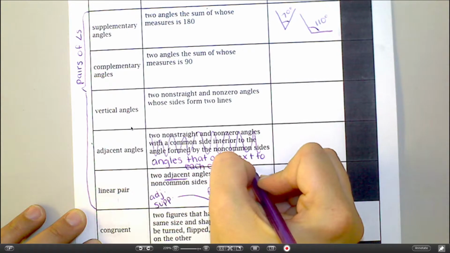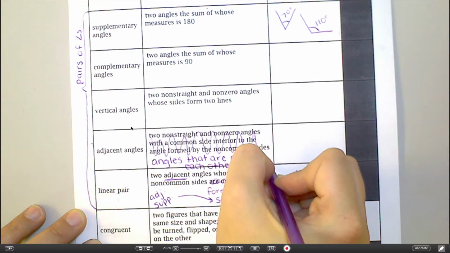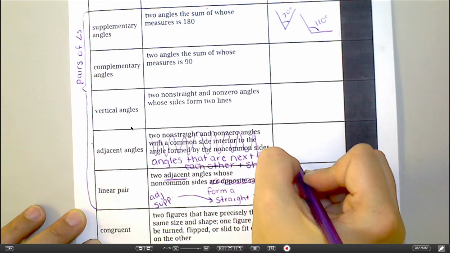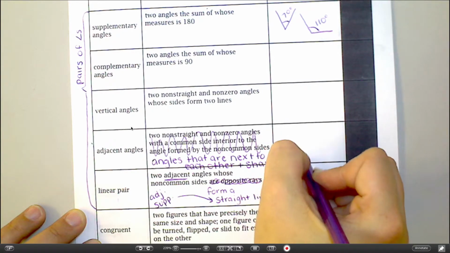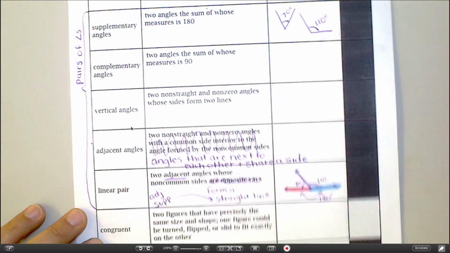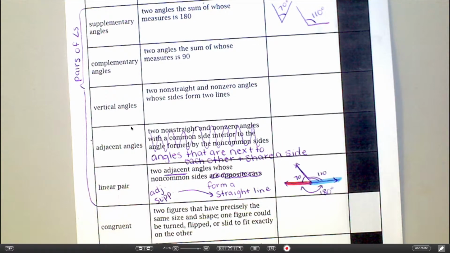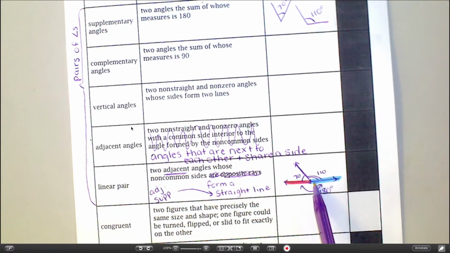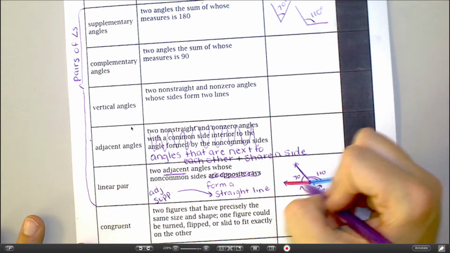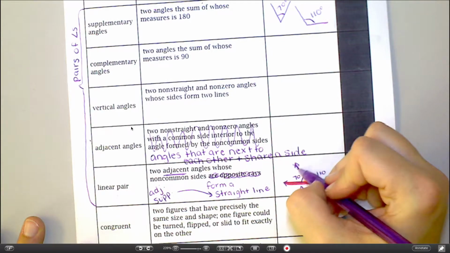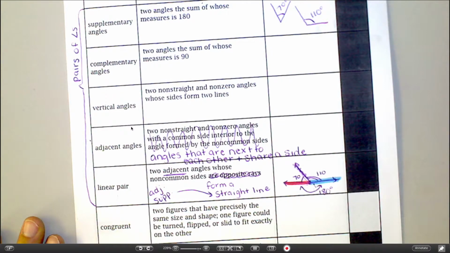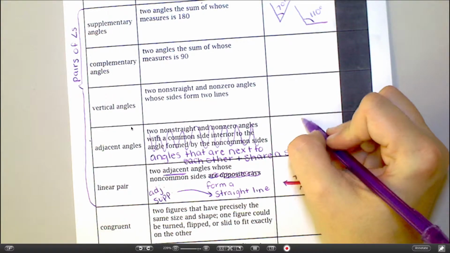And they share a side. I know this is going to be hard to see. Angles that are next to each other and share a side. So if you look down here at this linear pair that I drew, see how this angle and this angle, they share this side? That's what makes them adjacent. They don't have to be a linear pair to be adjacent. It could look like this.